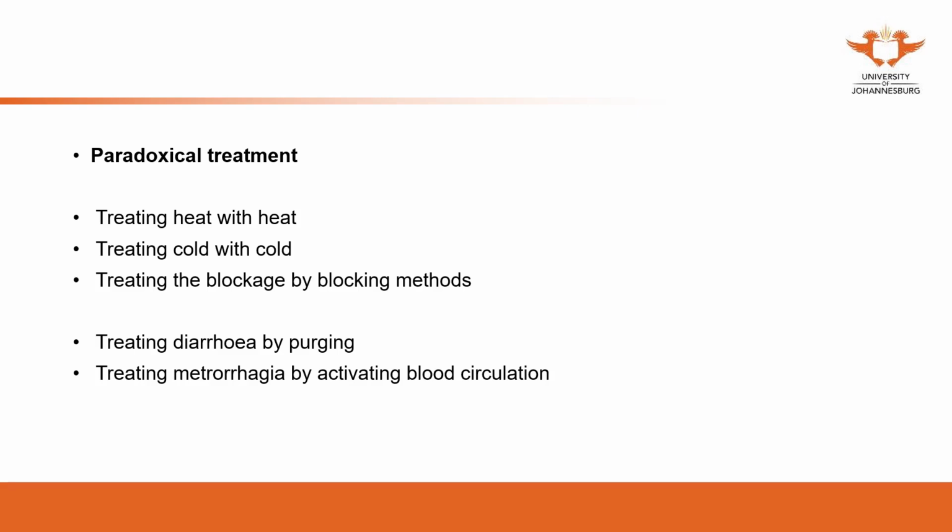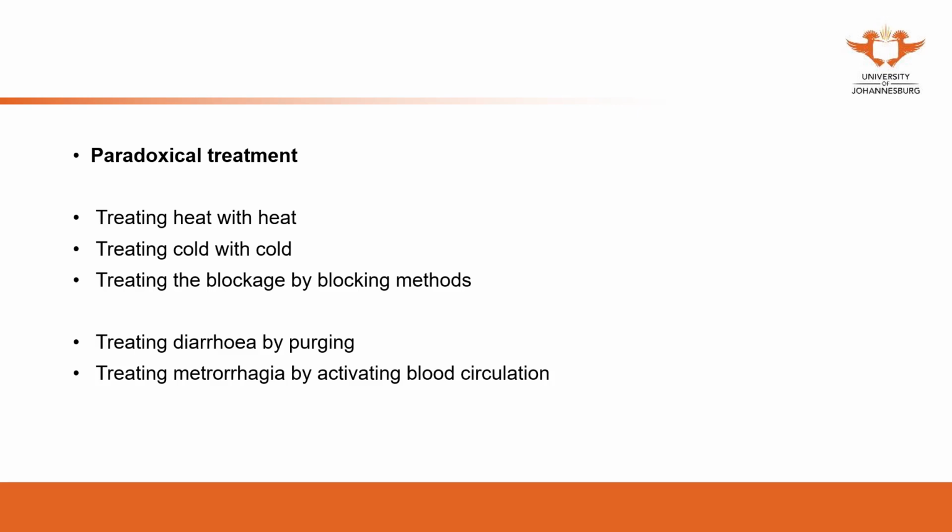The second is the paradoxical treatment. This treatment is quite tricky, as you can see from the description. Treating the heat with heat, treating the cold with cold, treating the blockage by blocking method, treating diarrhea by purging, treating metrorrhea by activating blood circulation. So as you can see here, previously we said the direct treatment. We treat the heat with the cold. The heat condition, we supposed to use cold herbs to help.